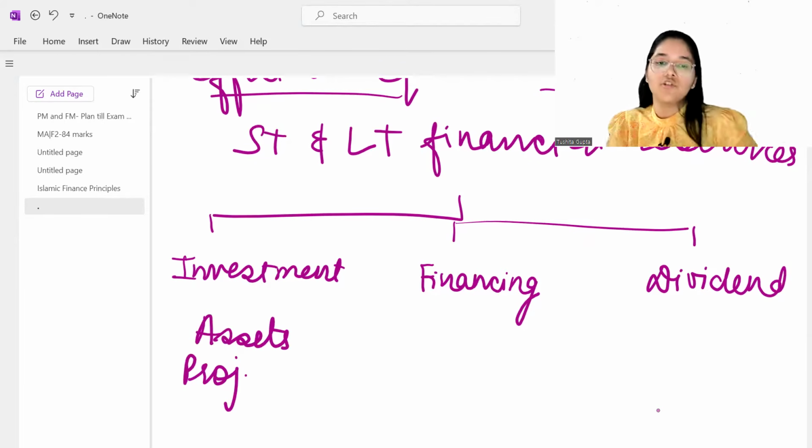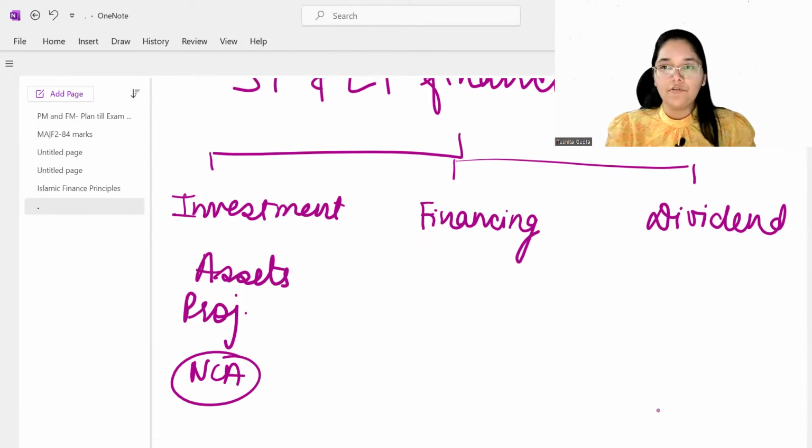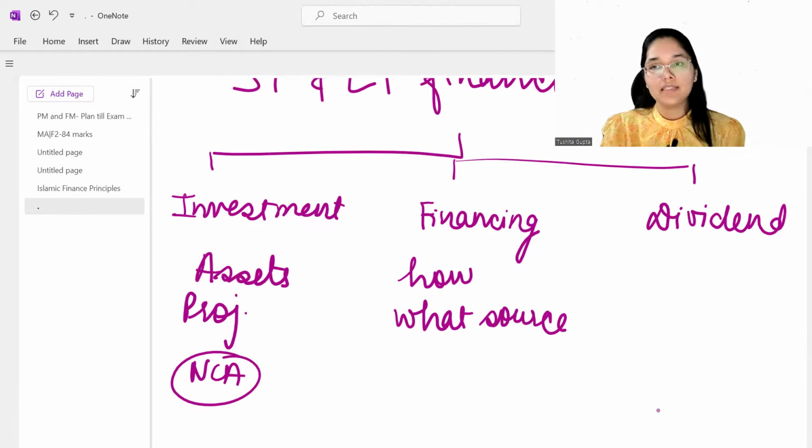So all such decisions which financial managers have to make fall under investment decisions. This primarily will concern your non-current assets, how they have to be invested in different places. Now, if I talk about financing decisions, this primarily, as the word suggests, will deal with how finance is raised. So how you're going to raise money, from what source you're going to raise money. All of the decisions which fall under this category will fall under financing decisions.